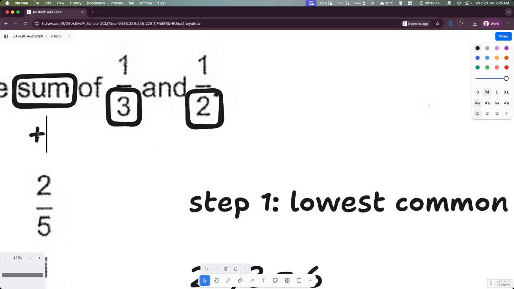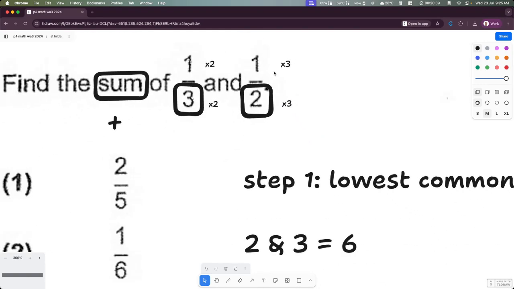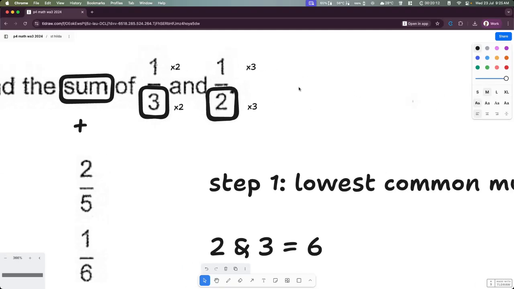Since we know this is 6, we just need to multiply these two numbers. So 3 times what gives 6? We multiply by 2. So we multiply by 2 for this, and we multiply by 3 for the half as well. So 1/3 times 2, and 1/2 times 3. And then we just add them together. So this will give us 2 over 6.